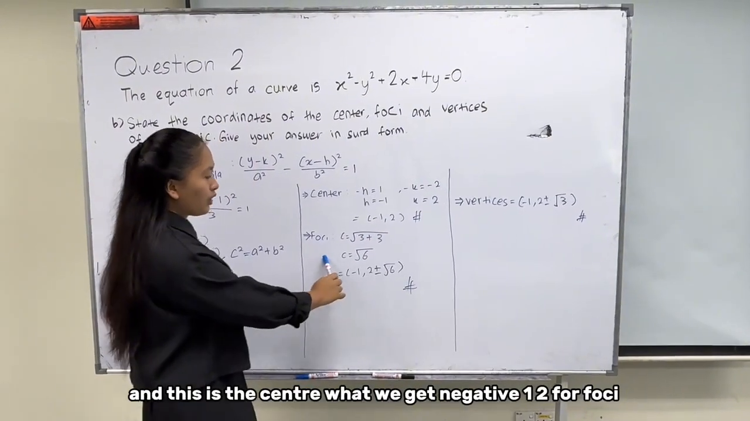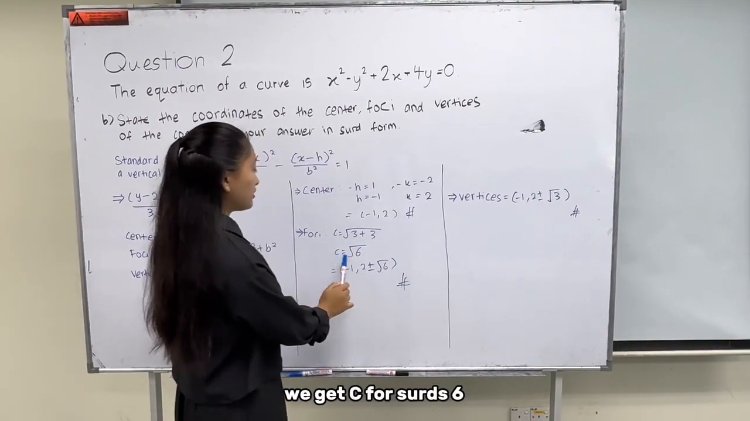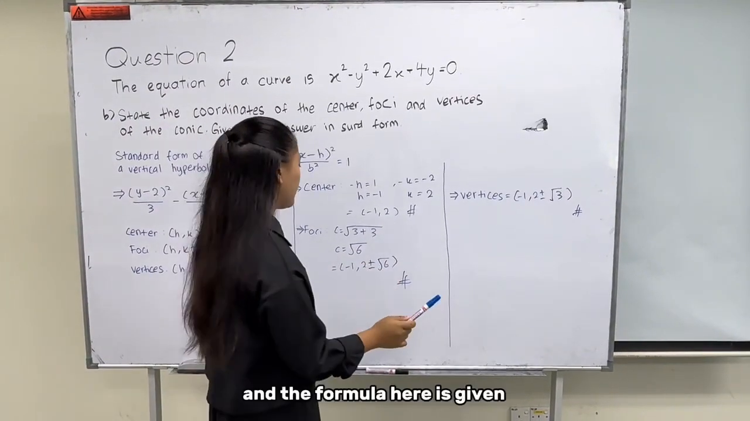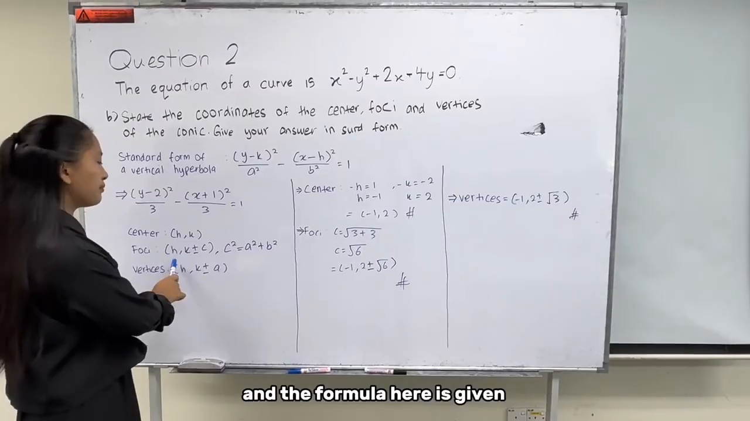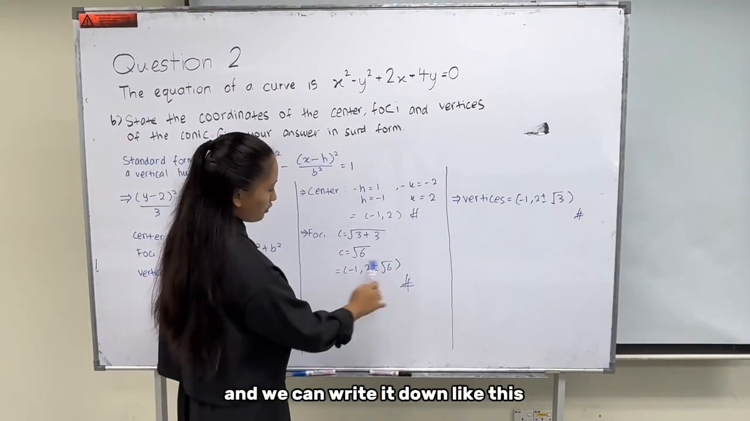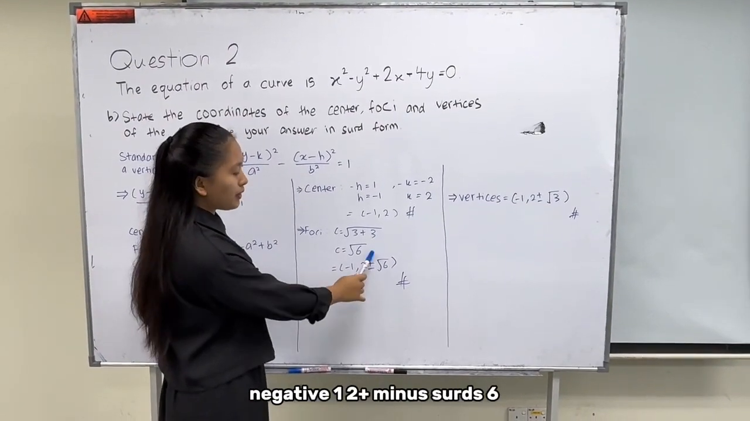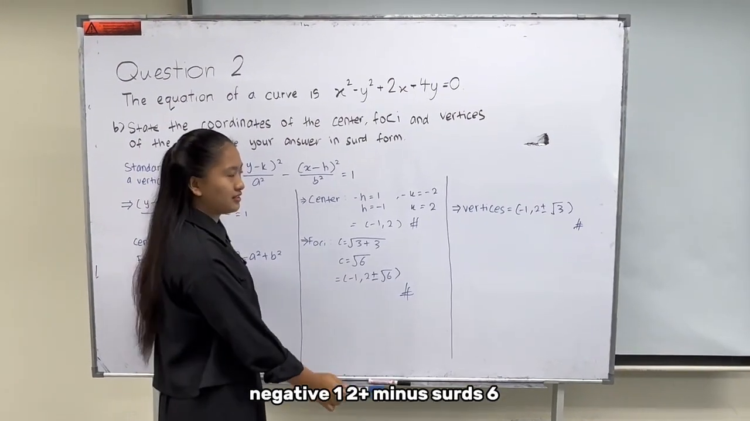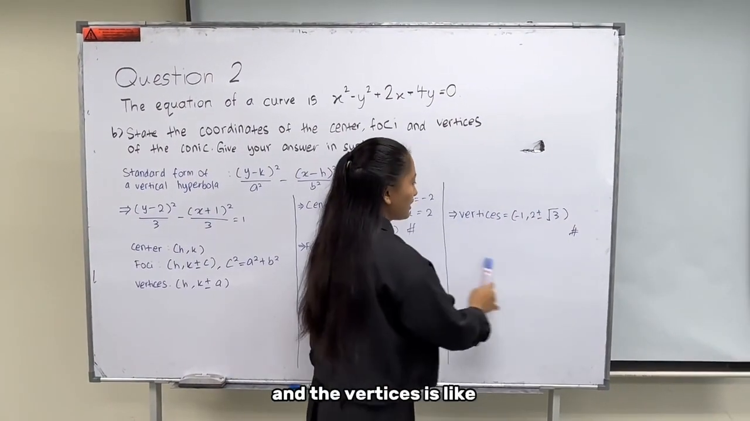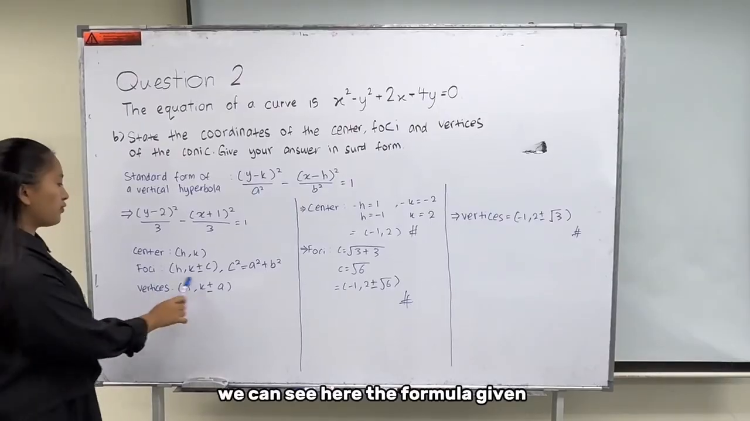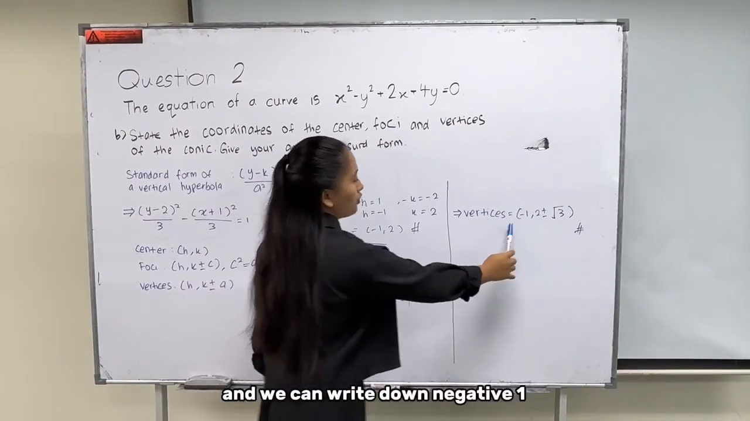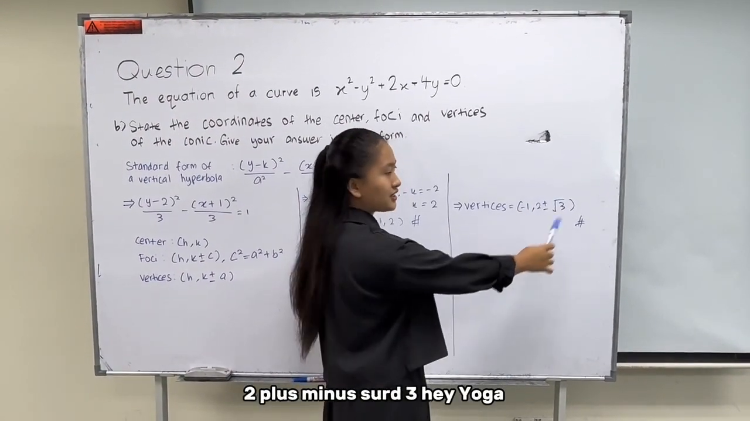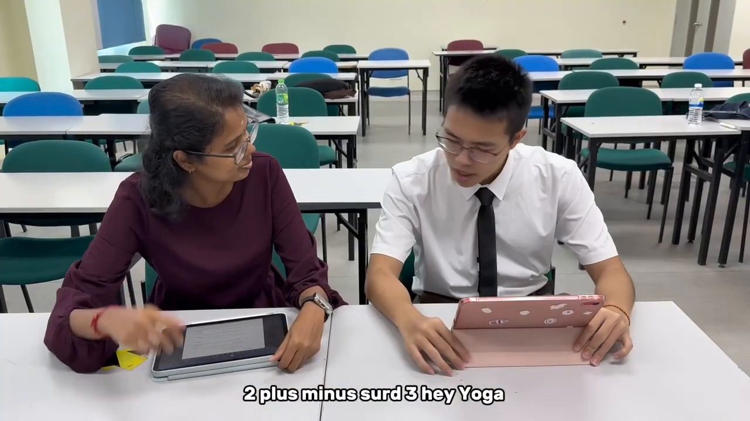For the foci, we get c equals root 6, and the formula here is given, and we can write it down like this: negative 1, 2 plus minus root 6. And the vertices, like we can see here, the formula is given, and we can write down negative 1, 2 plus minus root 3.